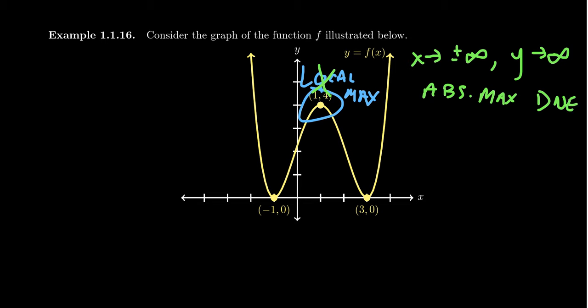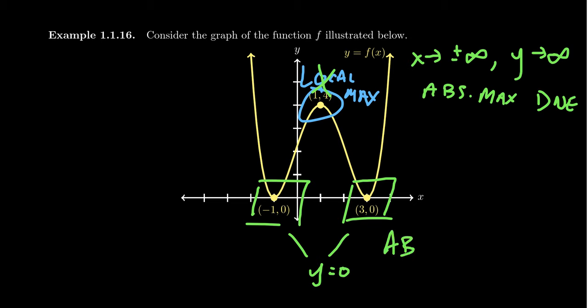On the other hand, though, at x equals negative 1, we have a point which is a local minimum. At x equals 3, we have a point which is also a local minimum. And you'll notice that in both situations, the y-coordinate is 0. So who's the absolute minimum? Is the absolute minimum at x equals negative 1 or at x equals 3? And the answer is going to be both. It's a tie because both of them obtain the smallest value in the range. They're both absolute minima because their y-coordinates are equal to each other and they are the smallest in the entire range. So it is possible to have multiple absolute extrema, but that's because their y-coordinates actually agree with each other. And this is how you can find the absolute extrema on the graph of a function.